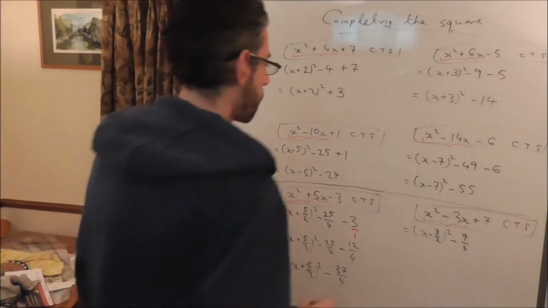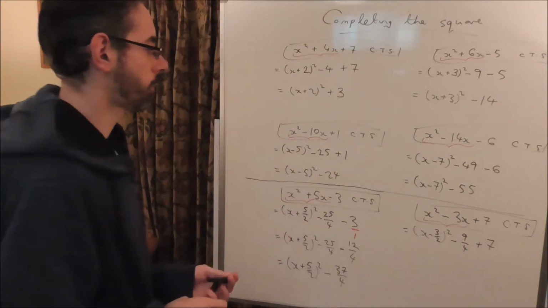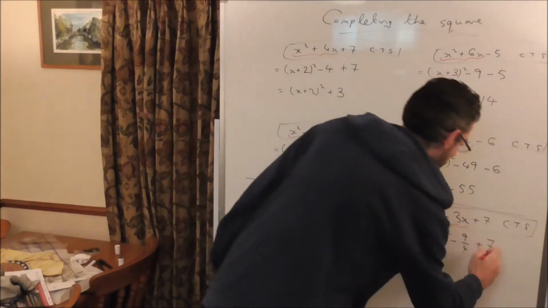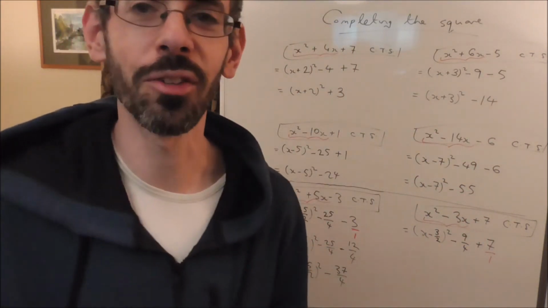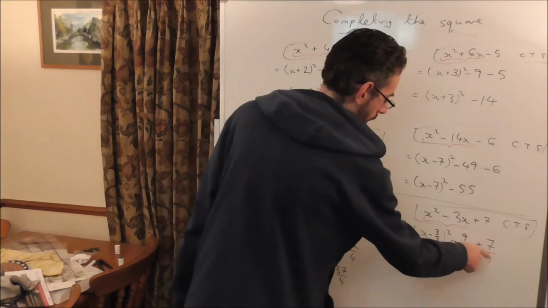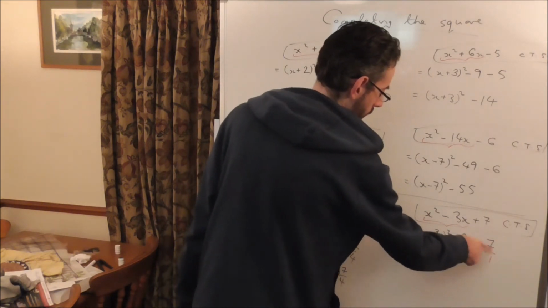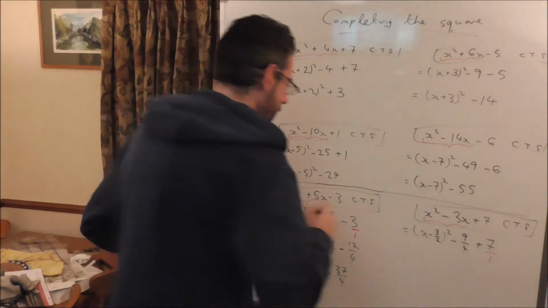Then I'm going to stick the plus 7 on at the end. And if we write 7 as a fraction, if we write it as 7 over 1, remember you can always write a whole number as a fraction over 1. Then we can combine these two together. We need to get 7 as a fraction over 4. 7 over 1, we need to change that to a fraction over 4, then we'll be able to add them together. So we'll do that on the next slide.